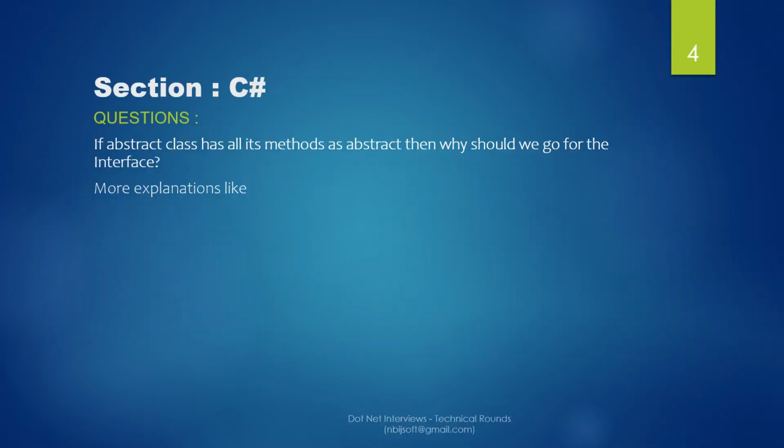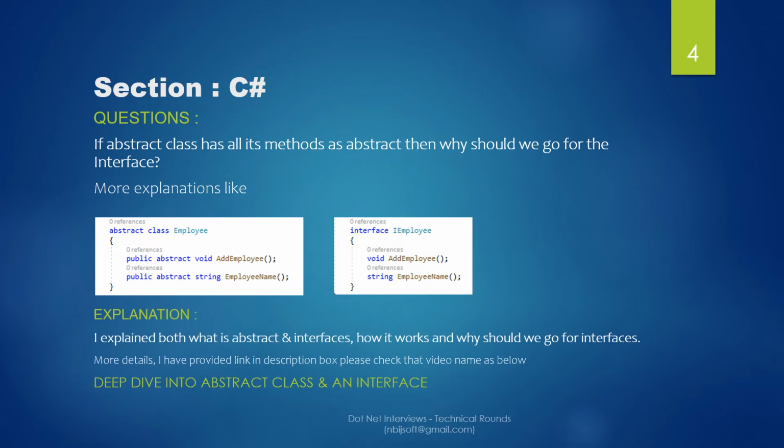So guys, let's first discuss the C Sharp section, in which they asked most of the questions regarding abstraction and interfaces. If you have all abstract methods in an abstract class, then why should you go for interfaces? I have explained this in detail, because it's a big video, that's why I separated it. Please go through my videos, deep dive into abstract class and interface. I'll provide the link, please go through it.